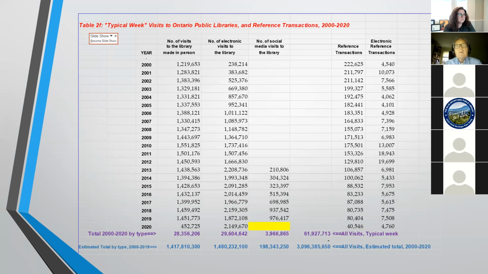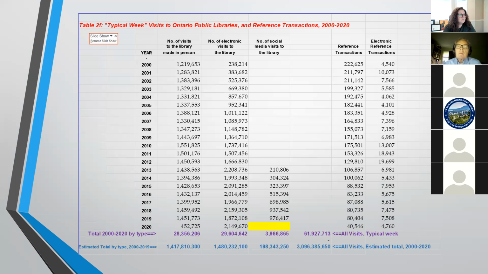So in the year 2000, number of visits to the library made in person. That is the sum across all the libraries, and there were 430 libraries that year, of visits walking in the door for one week. Similarly, electronic visits, this would be website visits, in 2000, so 238,000. And in 2020, it's 2 million. And there's the in-person visits dropping from 1.5 million to 450,000. And then the social media.